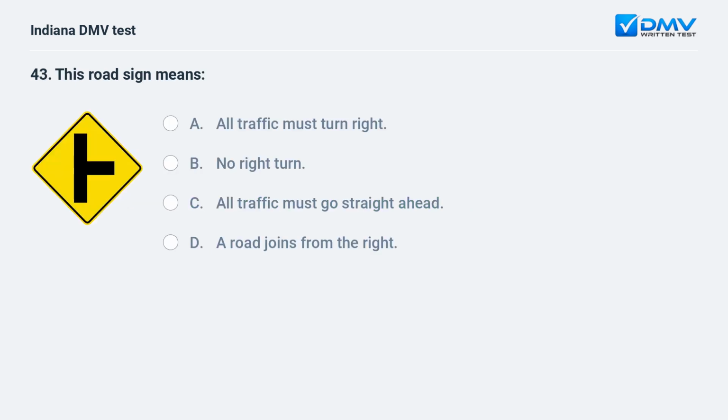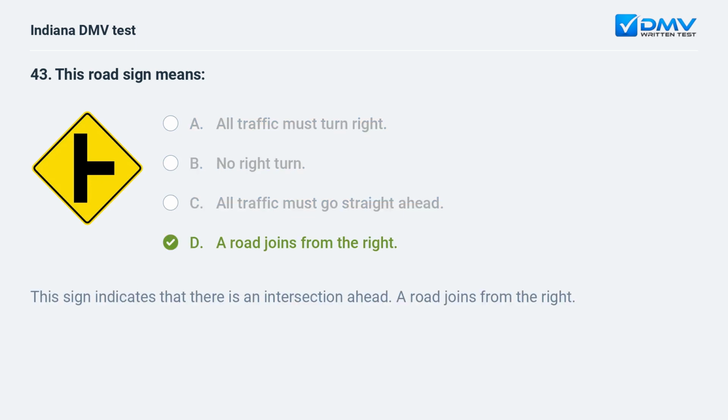This road sign means A. All traffic must turn right. B. No right turn. C. All traffic must go straight ahead. D. A road joins from the right. D. A road joins from the right. This sign indicates that there is an intersection ahead. A road joins from the right.